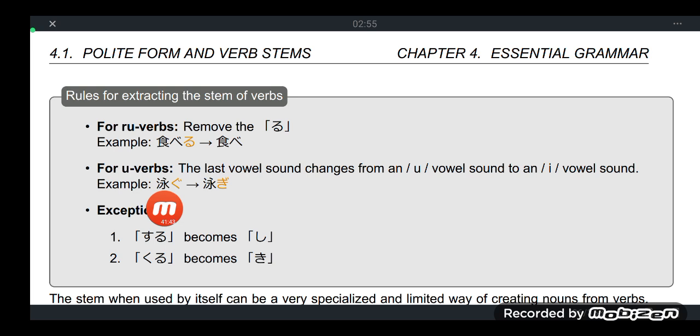So example is, this is to swim, oyogu, becomes oyogi. Notice that the gu, what is the i sound for the gu? It's gi. So the oyogu, meaning to swim, becomes oyogi, or the act of swimming. So for exception type of verbs like the suru becomes shi, kuru becomes ki.